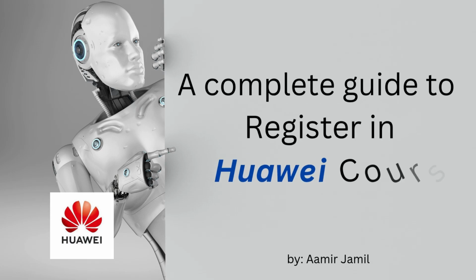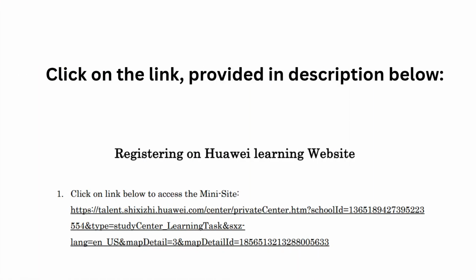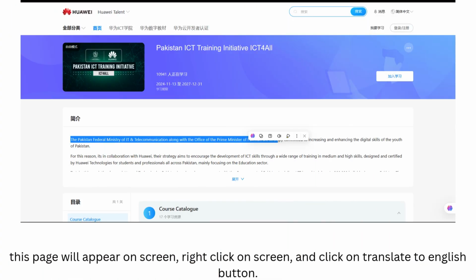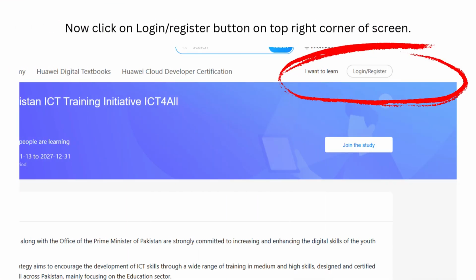A complete guide to register in Huawei course. Click on the link provided in the description below. This page will appear on screen. Right-click on the screen and click on the Translate to English button. Now, when the page is translated to English, click on the Login, Register button on the top right corner of the screen.